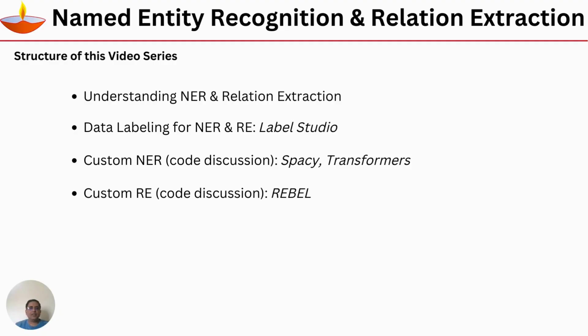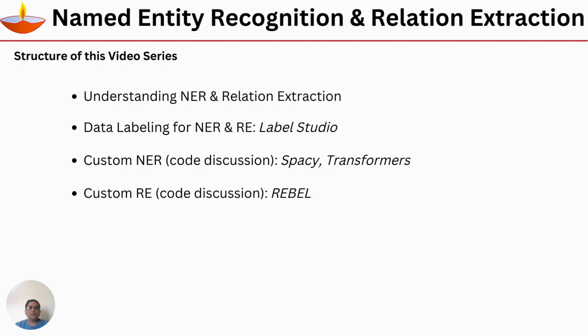Well, in the previous videos, we started talking about named entity recognition and relation extraction. We started by understanding NER and relation extraction, the very basic essence of these two. Then we went about doing the data labeling on Label Studio. And then in the previous video, we talked about the custom NER done on spaCy. We created a blank model and then eventually we trained it to perform some specific task.